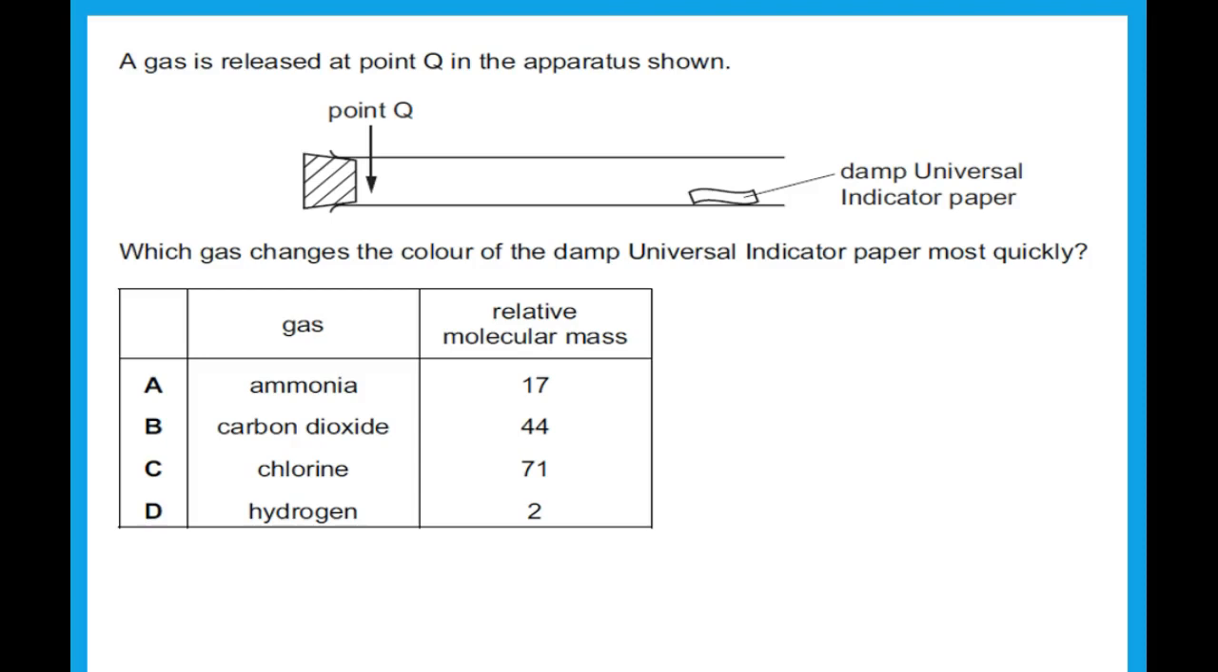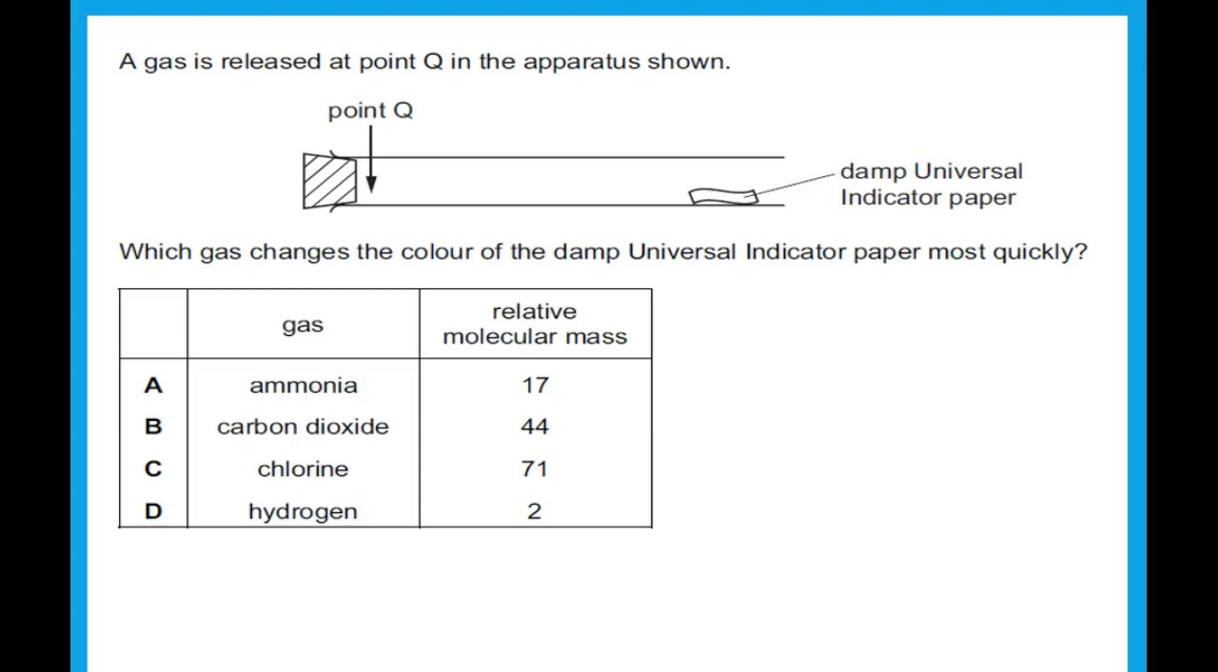But you should know that hydrogen has no effect on damp universal indicator paper or on litmus paper. Do you remember litmus paper, universal indicator paper? We'll revise that when we talk about acids and bases. But you should know that hydrogen does not affect it. Hydrogen is not an acid, it's not a base, so it will not affect universal indicator paper.